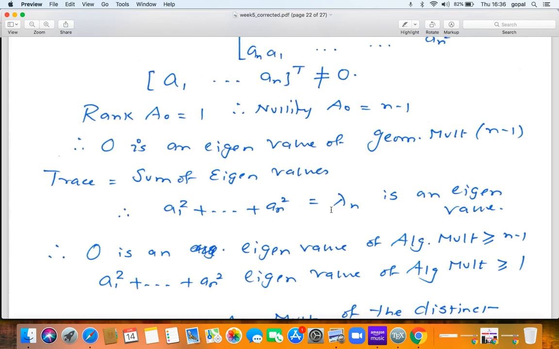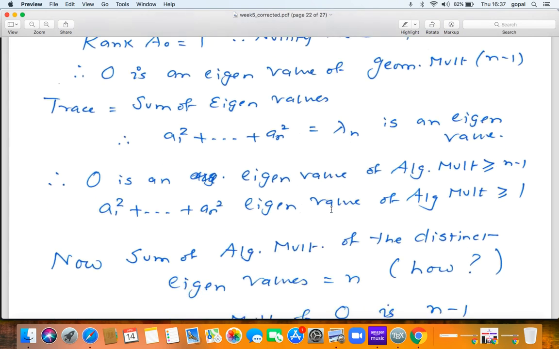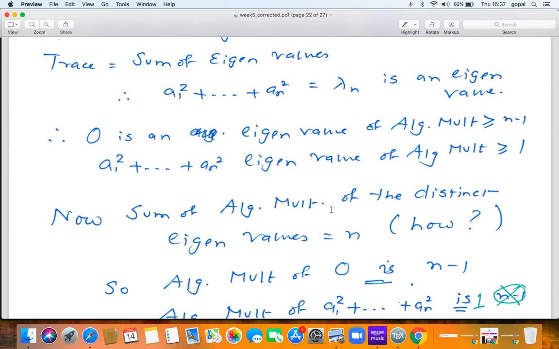That is why I am saying confidently that the last eigenvalue lambda n must be exactly a1 squared plus a2 squared plus an squared. That's exactly why I'm able to say confidently that the last eigenvalue lambda n must be this, because I know that 0 is an eigenvalue counted at least n minus 1 times.